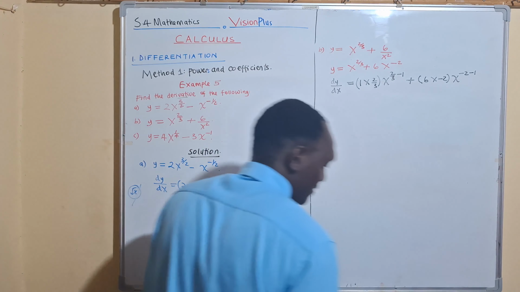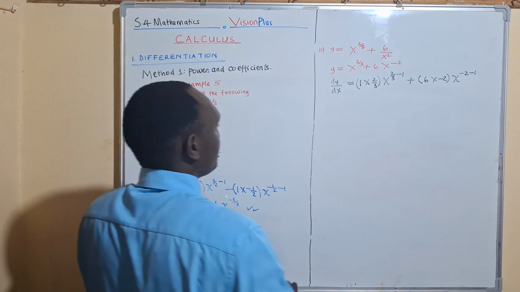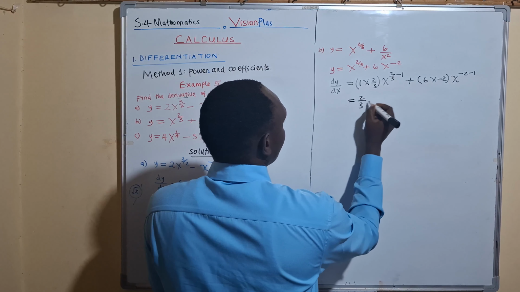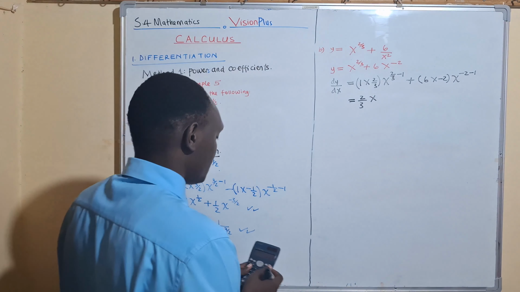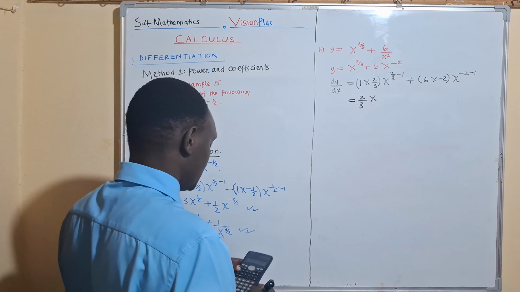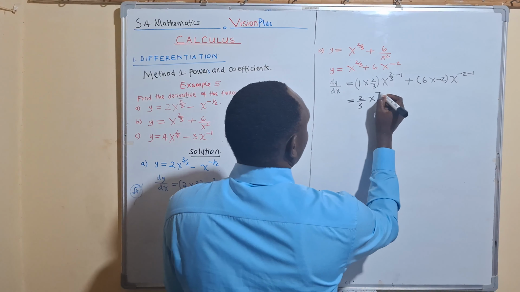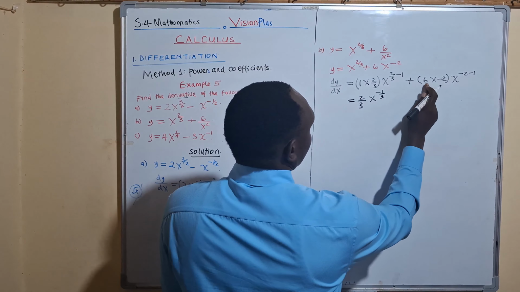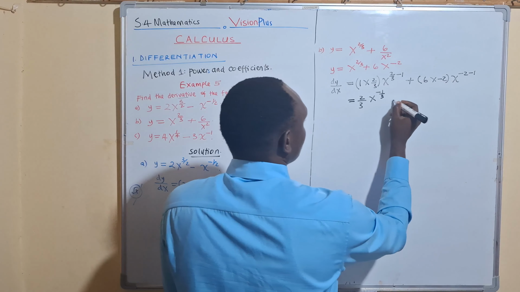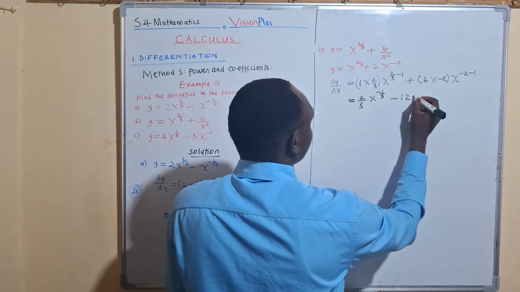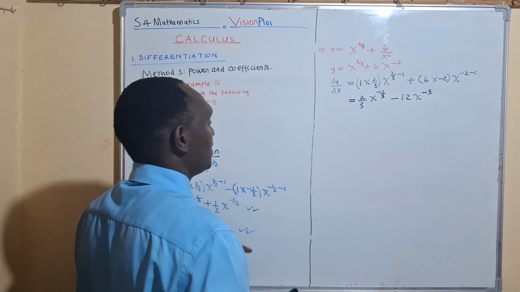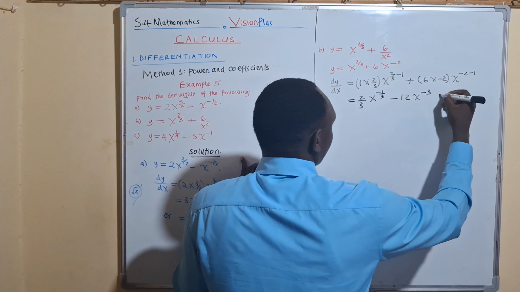Now let us simplify to have our answer ready. This here now gives us 2 out of 3 x. What is 2 out of 3 minus 1? 2 divided by 3 minus 1, negative 1 out of 3. So we have negative 1 out of 3. 6 times negative 2 is negative 12. So this one changes to minus 12 x power negative 3 if you operate the powers. Now this is the answer, which is very correct.